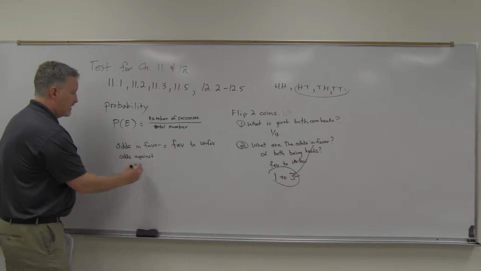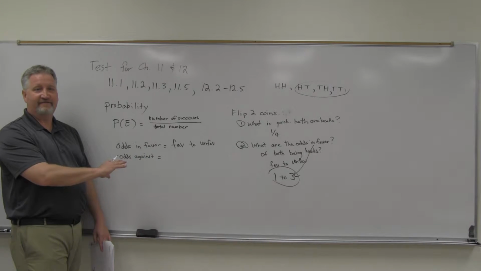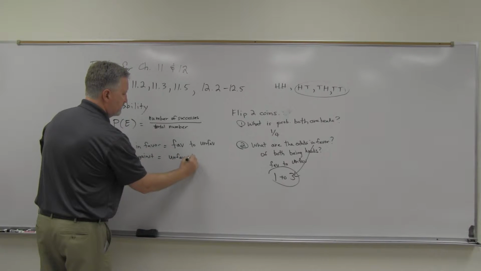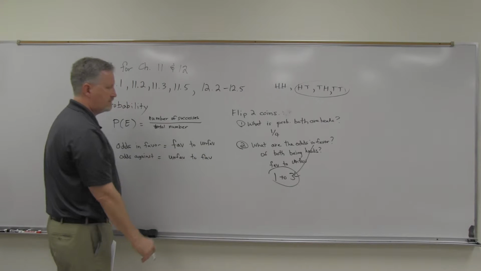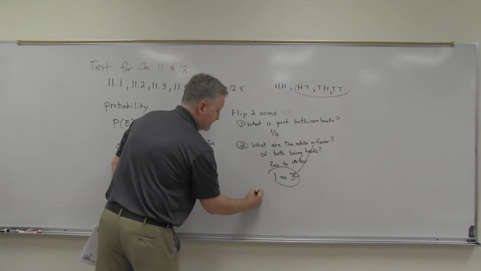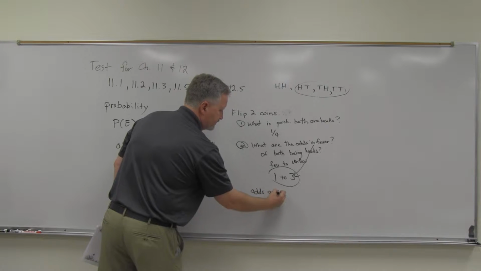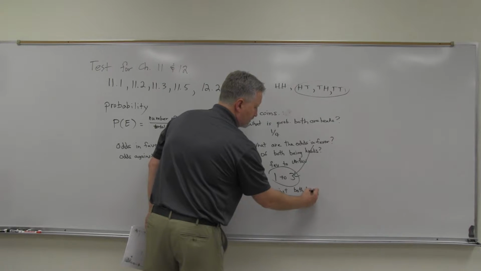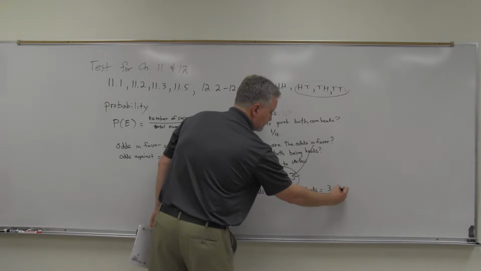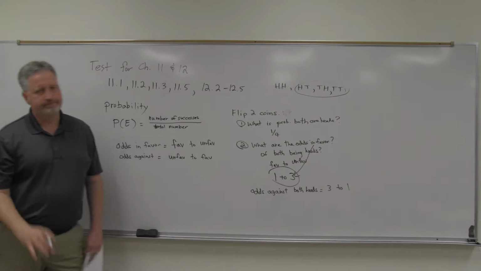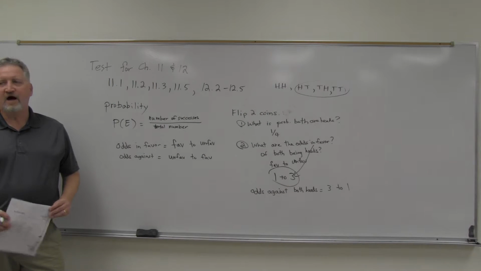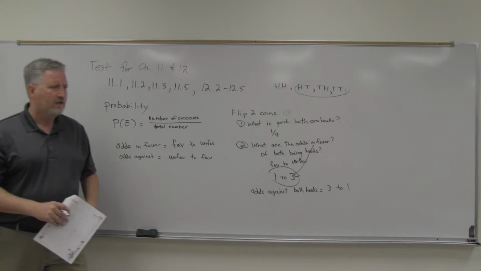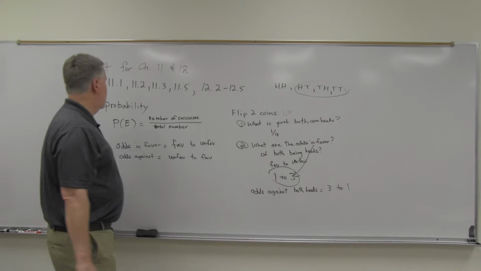Now, the odds against, what's the difference there? You just flip them, right? It's unfavorable first, and then favorable. And so the odds against here would be 3 to 1. Okay, so please note that. Odds, slightly different from probability. All right, so that was section 11.1.